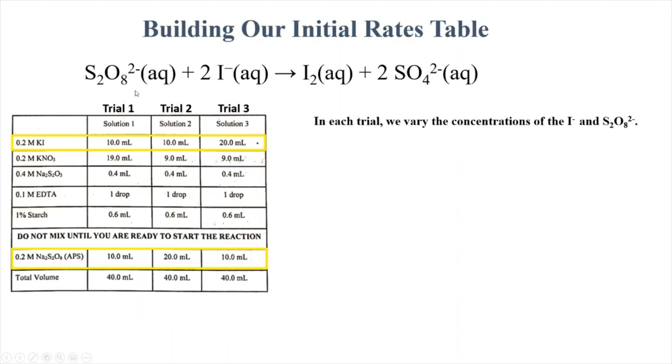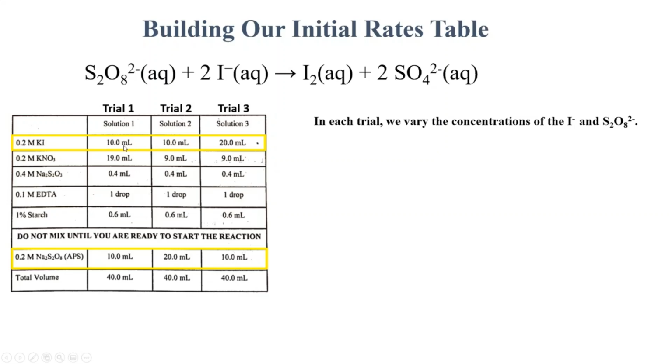That depiction I just showed you walked you through one of the trials, but we need to build our initial rates table. We can't come up with the rate constants unless we have multiple different trials. The one I just showed you was solution A, one of the three variations we're going to do to create that initial rates table. You'll notice in these three different solutions we have trial 1, trial 2, and trial 3. In trial 1 and trial 2, we hold Ki constant, 10 mils and 10 mils. And then in trial 3, we double it.